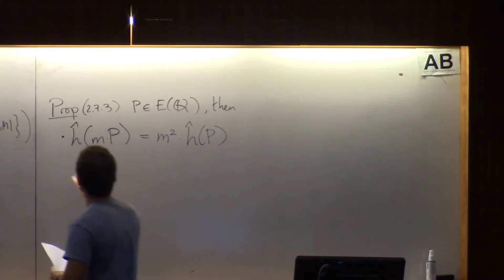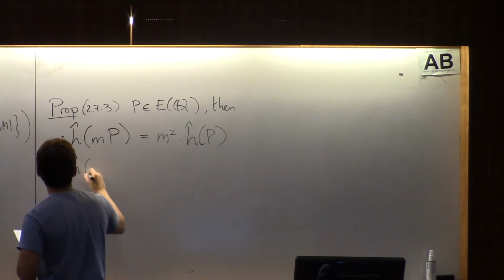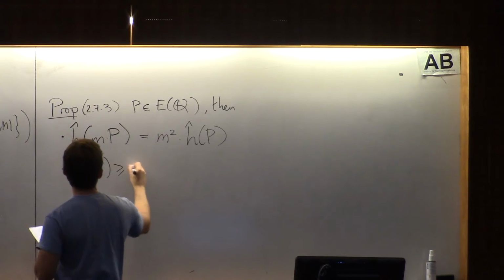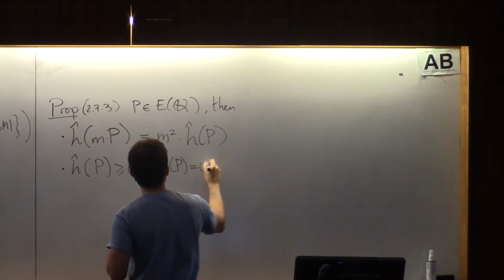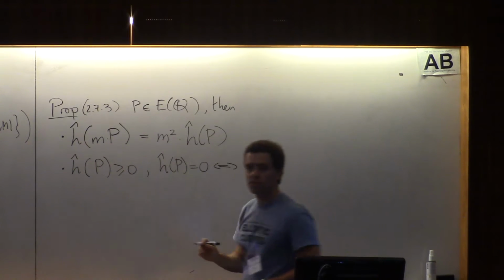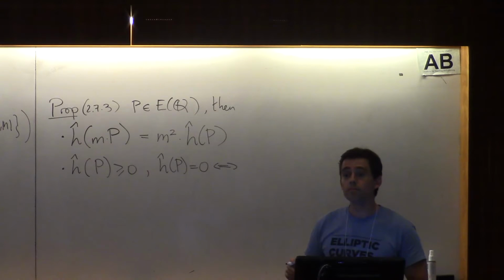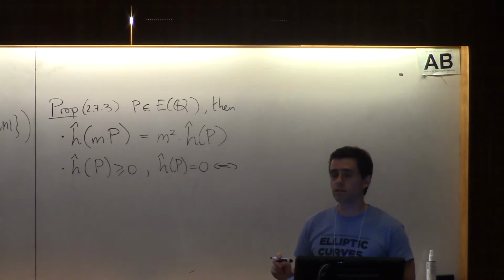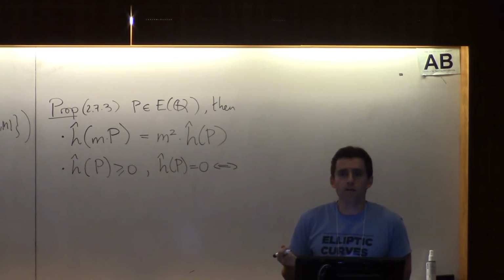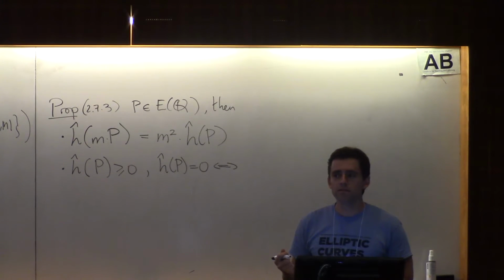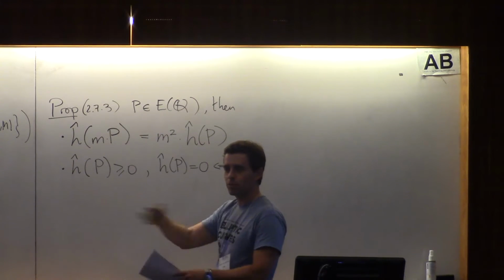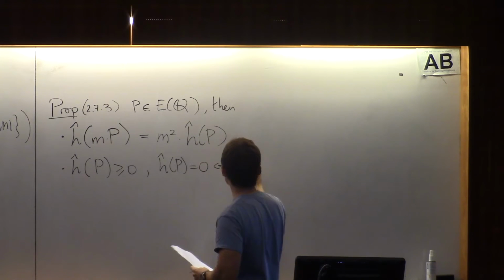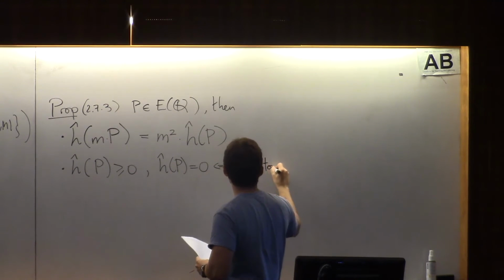What else? Something I really like also is that the height of P is always positive, and it is 0 if and only if... When do you want it to be 0? At the origin. Yes, but we're trying to calculate ranks. What should the torsion points have for height? I don't want them to be in the way. So I actually want this to happen if P is torsion.